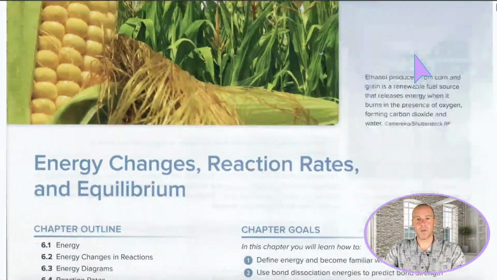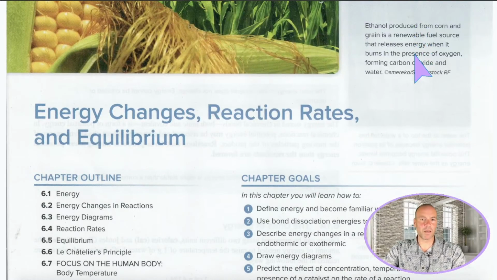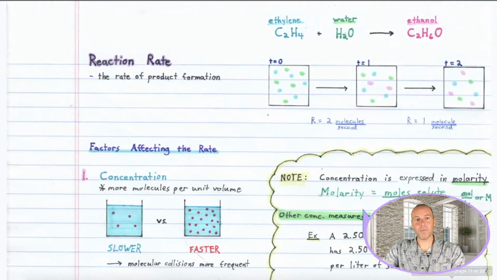So in this video, we'll cover the second important aspect of chemical reactions, the reaction rate. And this concerns section 6.4 in the text. The reaction rate is defined as the rate of product formation. So in a chemical reaction, you have reactants disappearing and products appearing, and the rate is the rate at which the products appear.